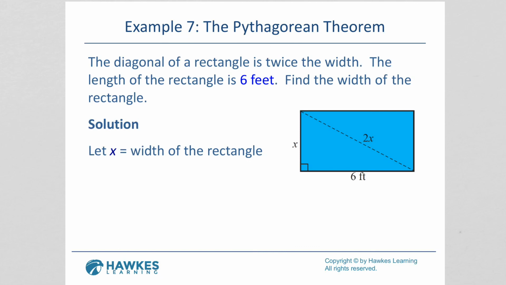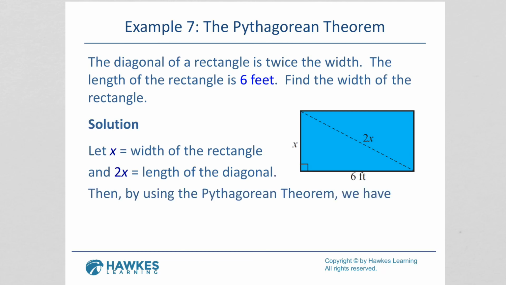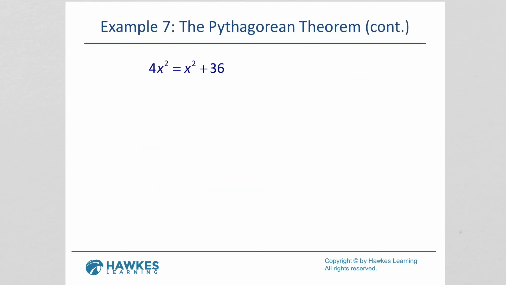x is the width of the rectangle. 2x is the length of the diagonal, which is the hypotenuse. By using the Pythagorean theorem, we have 2x, that quantity squared, which is the hypotenuse, equals x squared plus 6 squared, which are the two legs. That gives us 4x squared equals x squared plus 36.